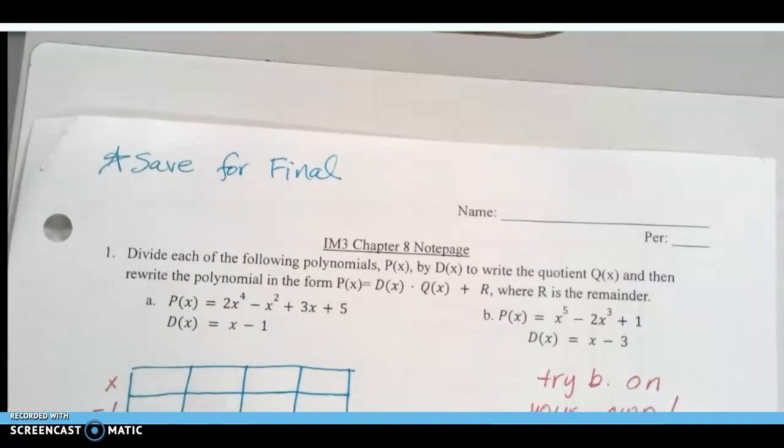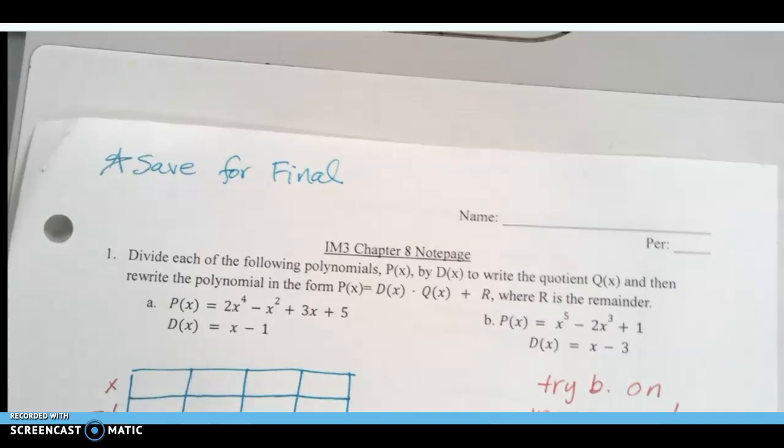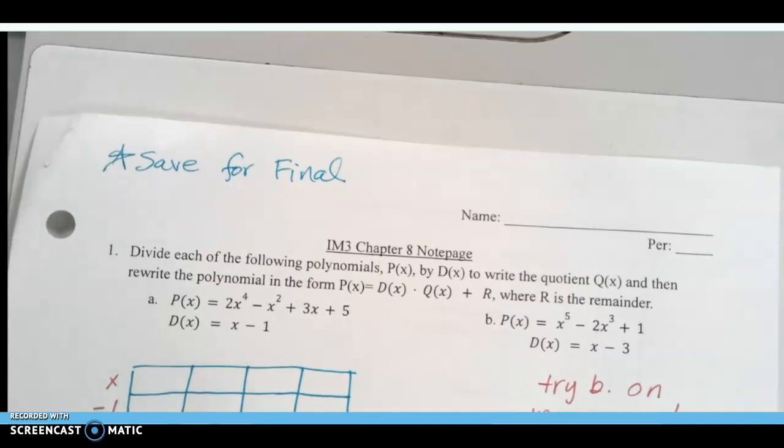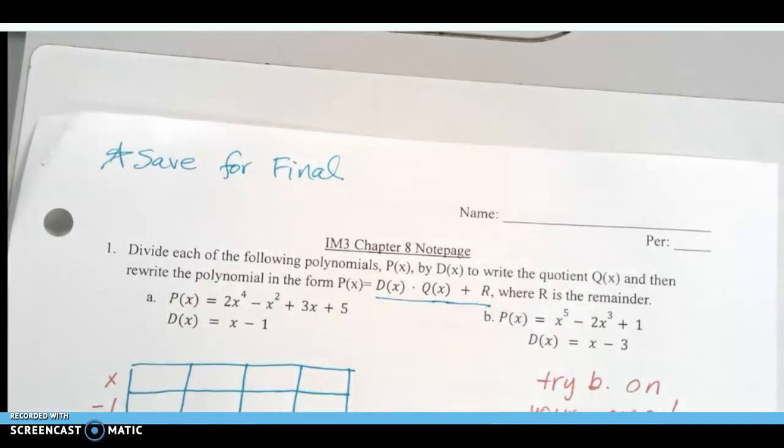Do not throw this away. Keep this so that you have some great example problems to use when you get to the end of the semester. Question number 1 says divide each of the following polynomials p of x by d of x to write the quotient q of x, and then rewrite the polynomial in the form d of x times q of x plus r, which is the remainder.